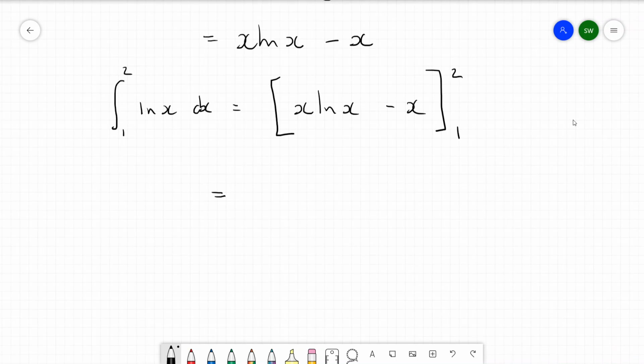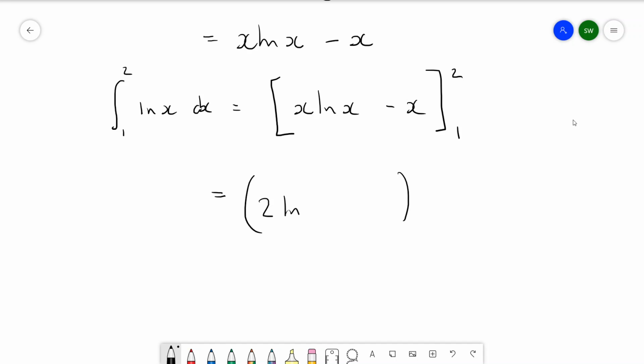So if we sub in the top limit, we're going to have 2 log 2 minus 2, and then we need to subtract what we get when we sub in the lower limit. So if we sub in the lower limit, we're going to have 1 times by log 1 and minus 1.